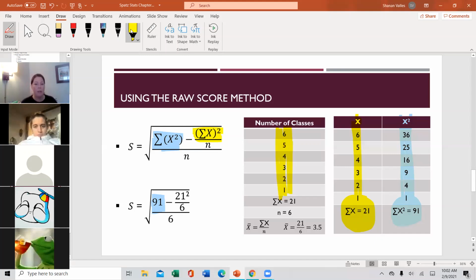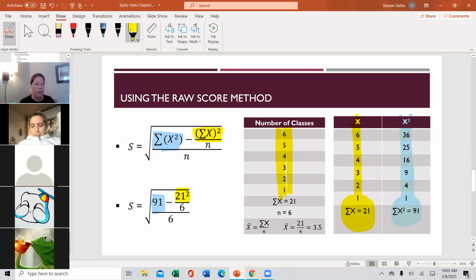Now if you're looking at it and you're saying, well, those numbers are the same, they're not. It's not the same number. You're going to get a very different number, all right? So this is where 91 goes right there. The 21 squared goes right here. And our n is still the same. It's 6 because it's the same problem, okay?